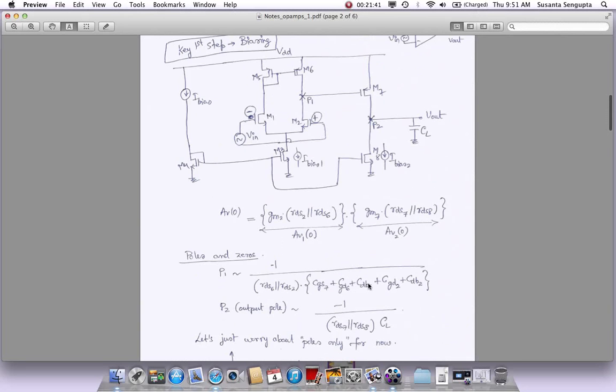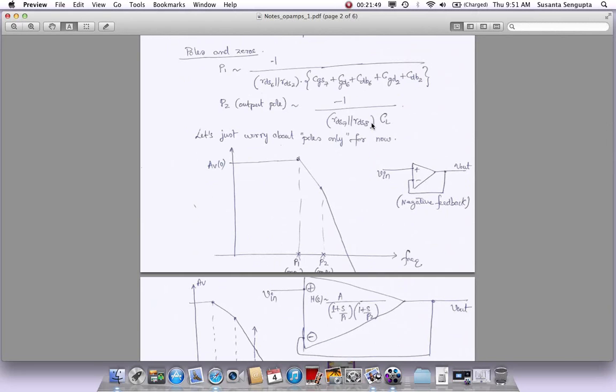This will have zeros, we will look into it. But let's see what happens when this has two stages, meaning it has two poles. If you have two poles, what kind of problems might we get into? Here is a plot of the frequency response. This is the first pole, the dominant pole P1, and this is the second pole, the non-dominant pole, also the output pole P2.